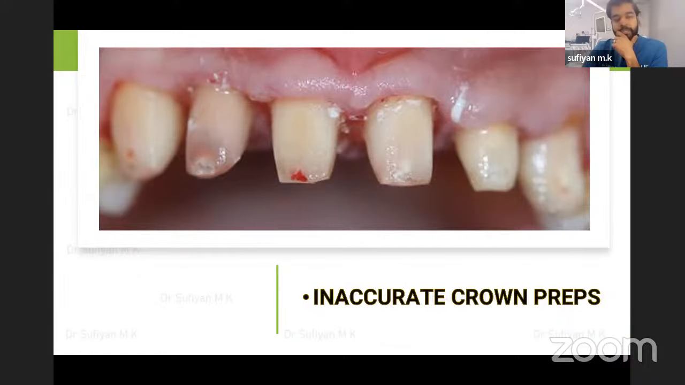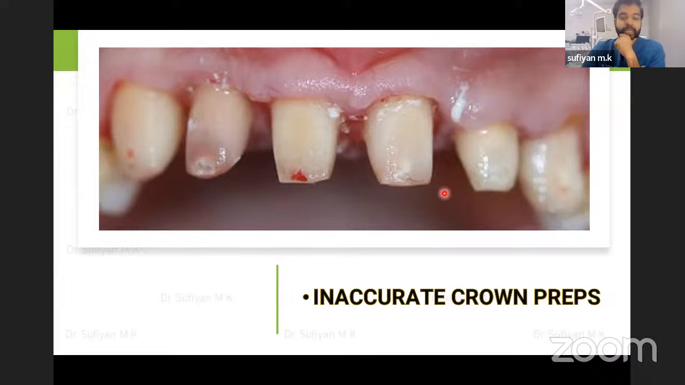Imagine you give the lab a crown preparation where there are no proper finish lines, no proper inclines, especially if you are having a bridge case. Path of insertion is very important, and the amount of reduction of the tooth is not uniform. There are sharp angles, pulp exposures, thin enamel here. You give this kind of preparation to the lab technician, and the technician will prepare crowns and bridges and give them back to you. You think this will last long? No, right?